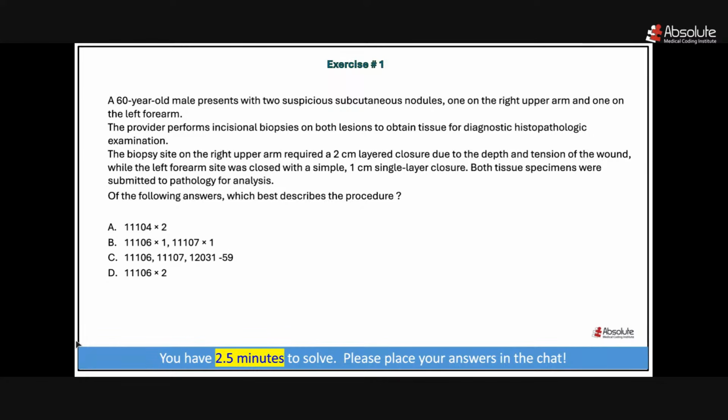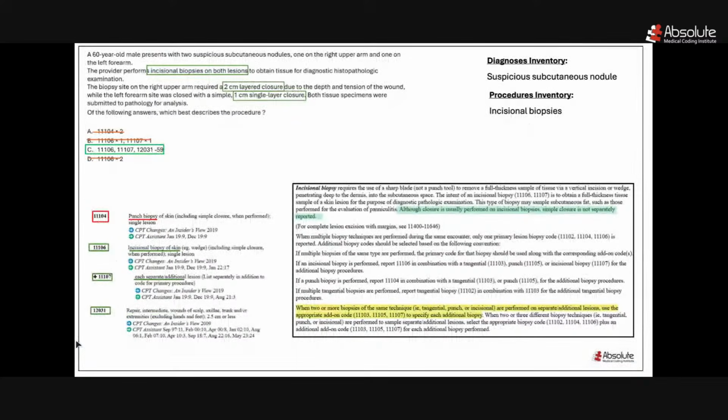All right, coders, I can see some of the answers are already in the chat. If you have completed, please go ahead and place it in the chat. Okay, so I will start solving this scenario now. If you're still working on it, please continue, and once you're done, please place your answers in the chat.